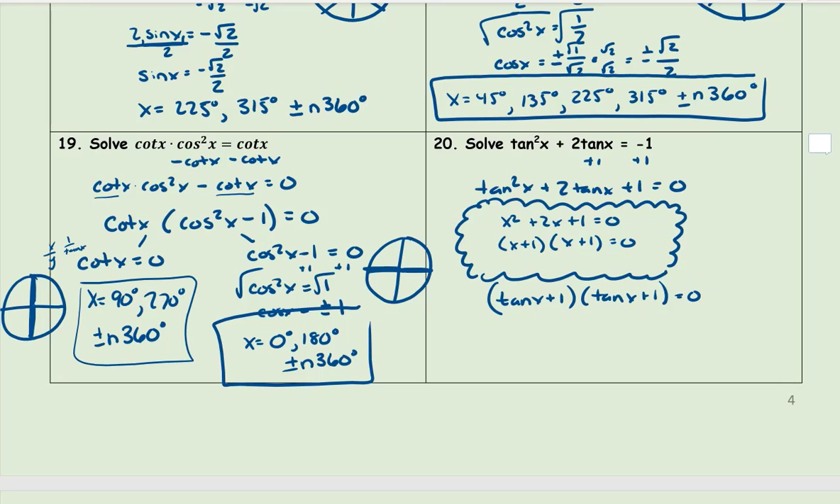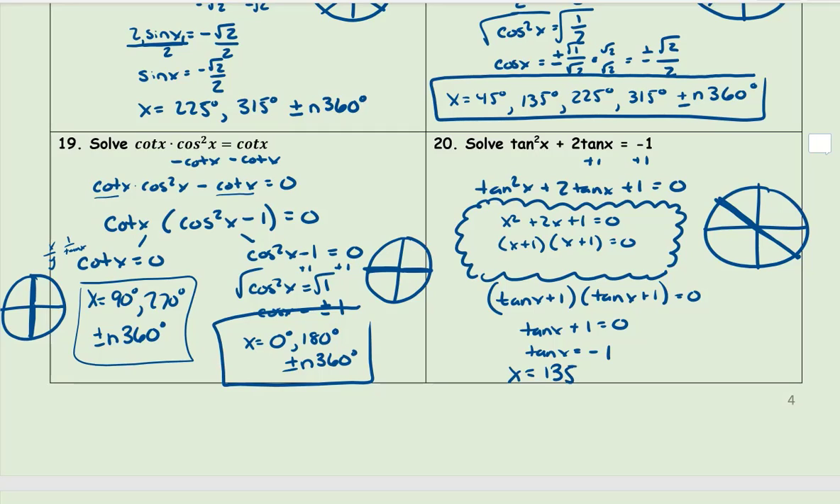So either one of these has to be equal to 0. So we have tangent of x plus 1 is equal to 0. We're going to subtract 1 from both sides. Now we have tangent of x is equal to negative 1. And if we look at our handy-dandy unit circle again, pretty sure you guys are sick of me saying handy-dandy, we can see that at 135 degrees and 315 degrees, our tangent is equal to negative 1. So x is equal to 135 degrees, 315 degrees, and we cannot forget all of their coterminal angles.